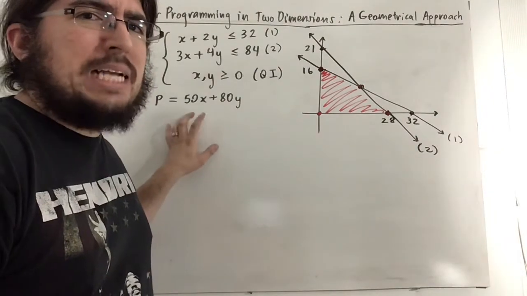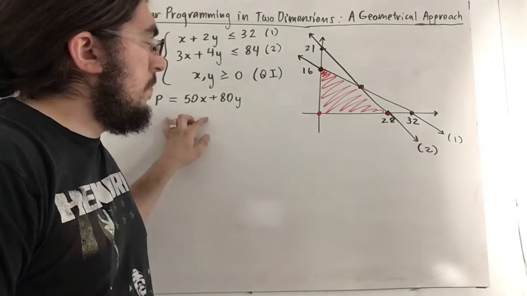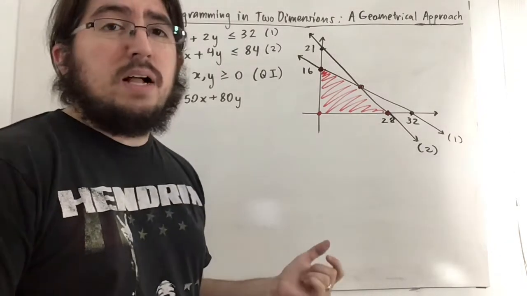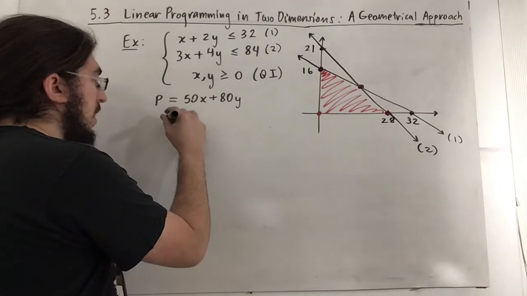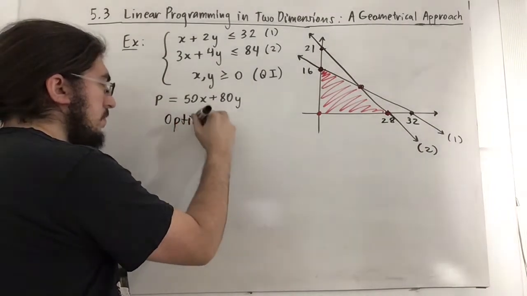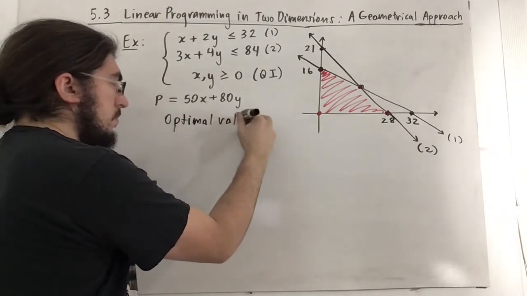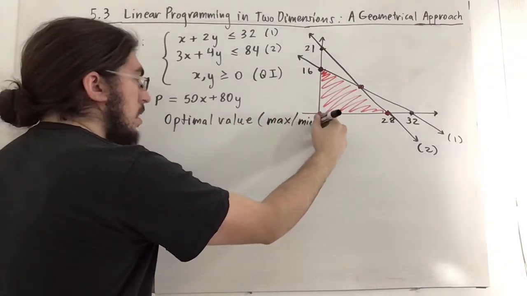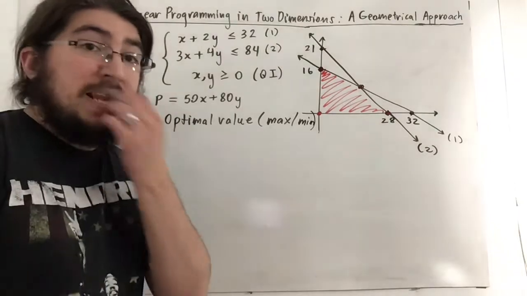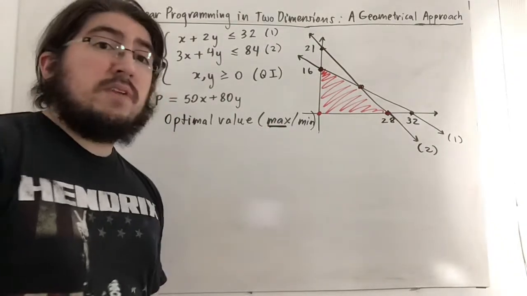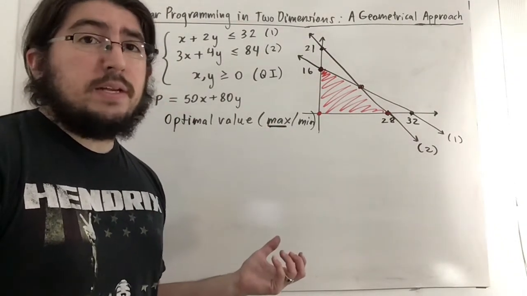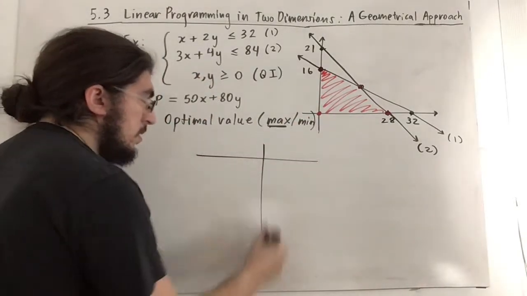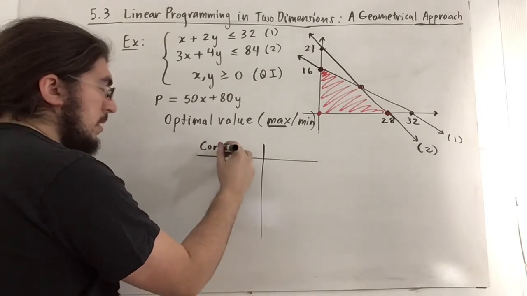By the way, a maximum or minimum for our objective function is known as an optimal value. So optimal value is either max or min. Just keep that in mind. And in this case, our optimal value is max because we're asked to maximize profit. So we're going to plug these corner points in. So let me make this table for us. So we have these corner points.